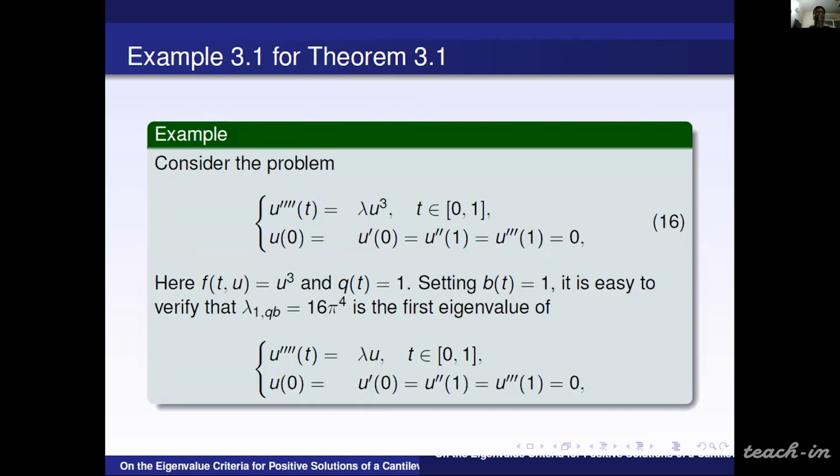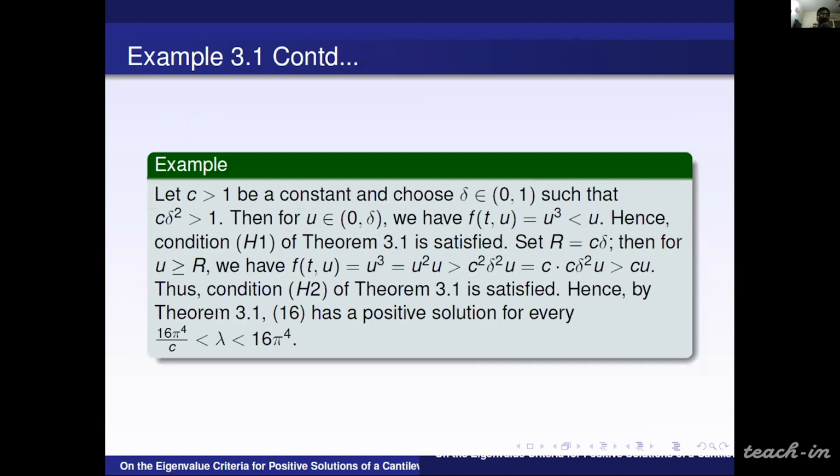If you see this problem, it says that we can give an example for theorem 3.1. If I consider a superlinear problem, something like this, lambda u cube, u(0), u'(0), u''(1), u'''(1) equal to 0. This is the first eigenvalue for the corresponding linear equation. And we have seen that this has a positive solution in this region.